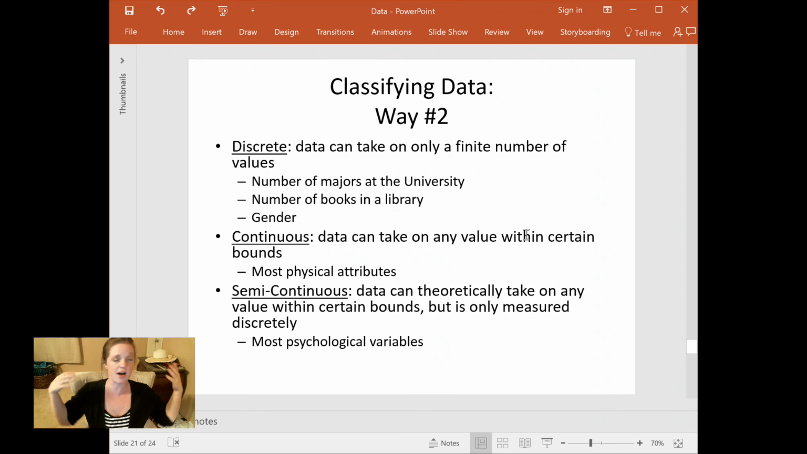The number of kids a group of people might have may range from 0 to 10. And you have 0 or 1 or 2 or 3 or 4 or 5. You don't have 4.5 kids. That's not a thing, right? Or the number of majors at a university. Some universities have way more majors than others do, right? But you're not going to have like half a major. That's not a thing. Or the number of books in a library, right? It's certainly quantitative, more books versus less books, but you don't have half a book, right?